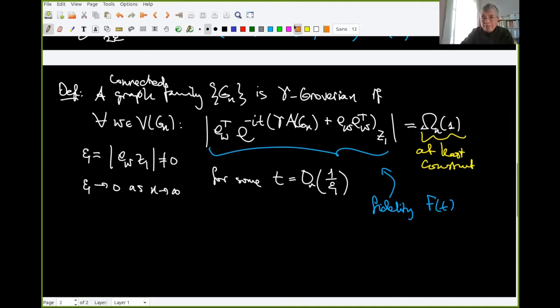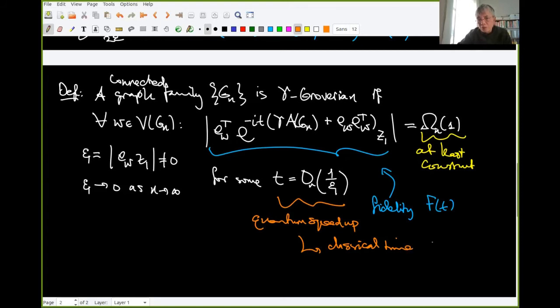I'd like to point out this condition here is the quantum speedup condition, much like Grover search. The reason being, the classical time bound is going to scale like epsilon 1 squared, because the probability of catching W if we sample according to Z1 is the square of those entries, the projection. So this is really the requirement of the quantum speedup.